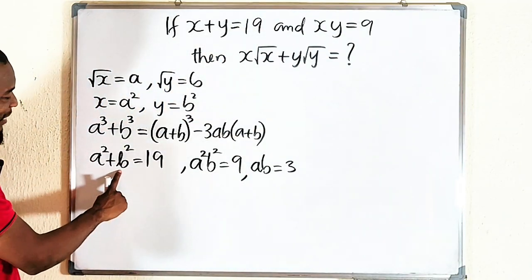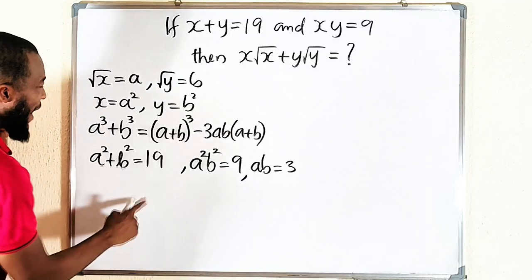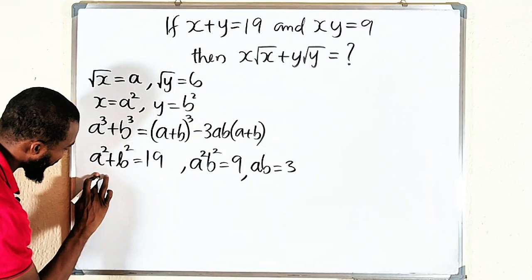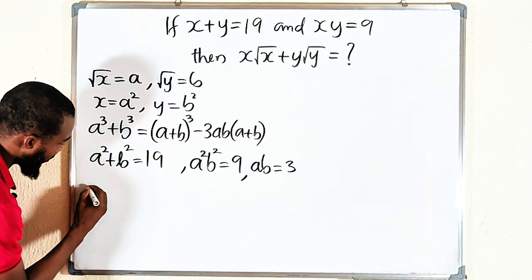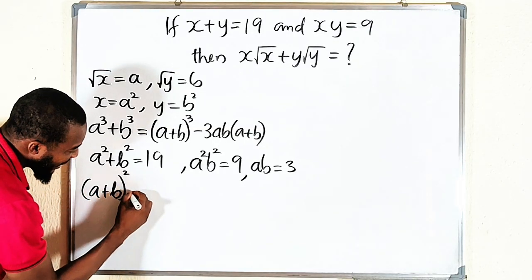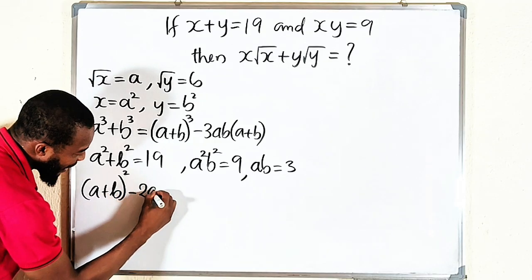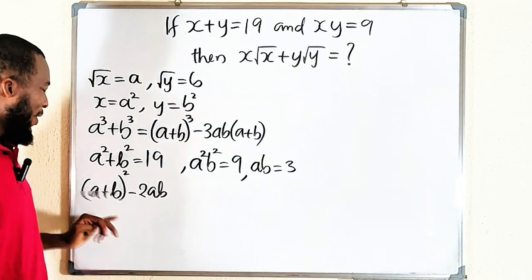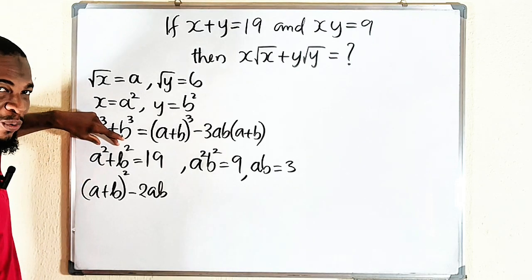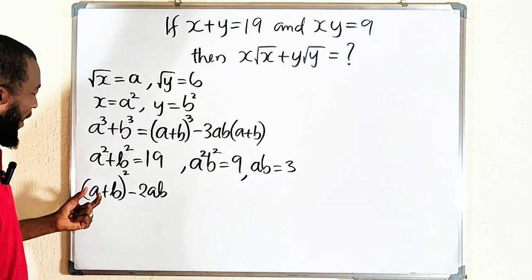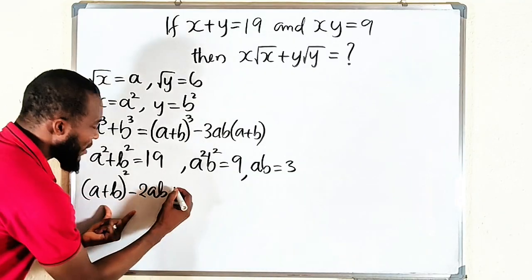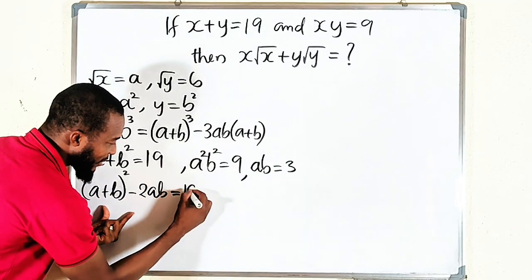Now let us continue. From here, for a squared plus b squared, I can do the same thing I did here. I know a squared plus b squared is the same thing as (a plus b) squared, take away 2ab. If you want to find out, you can square this, get the terms that correspond to a squared plus b squared, then make a squared plus b squared the subject. You must get this, and this is still equal to 19, unchanged.